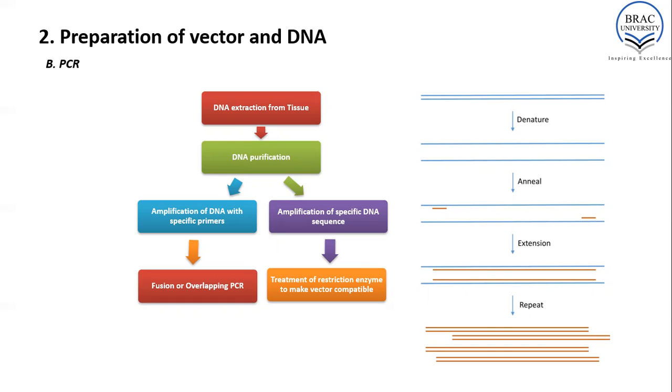On the other hand, if we put a restriction sequence for a specific enzyme, then after the PCR we extract the purified PCR DNA, and then we treat the insert DNA as well as the vector with that specific restriction enzyme, and then ligate the both to make it one.